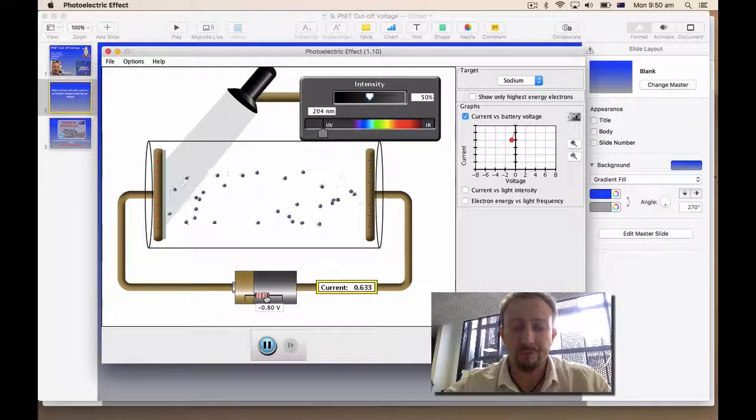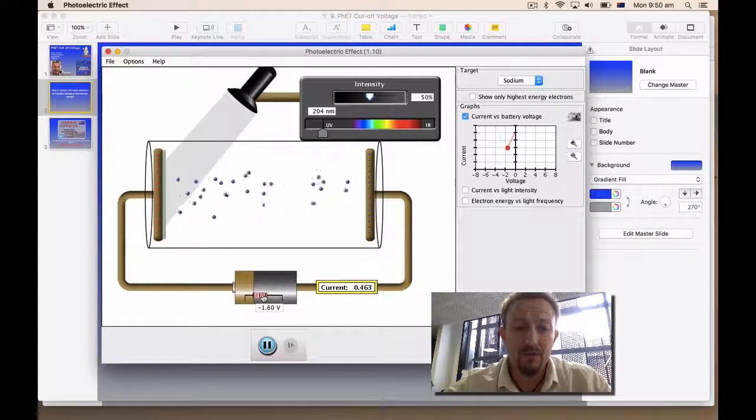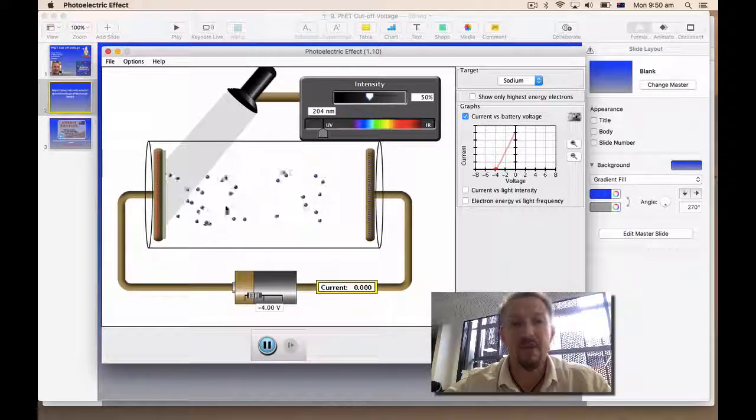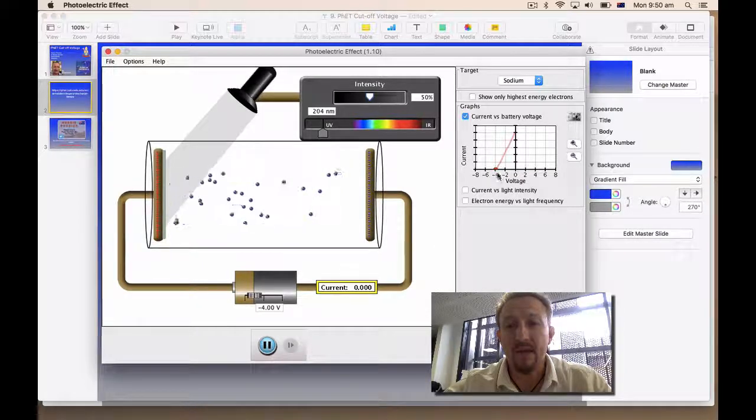As I move the slider to the left, watch the current down the side here, and also watch what happens here. As I slowly move this slider, we begin to push the electrons away, and you can see the build-up of the negative charge here. We've now got repulsion from this plate, and the high energy electrons don't have enough kinetic energy to hit this plate. As a result, we've got a zero current. We're getting 4 volts here, and that's our cutoff voltage.